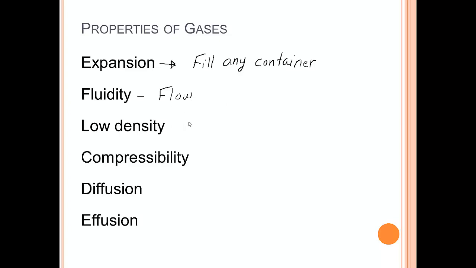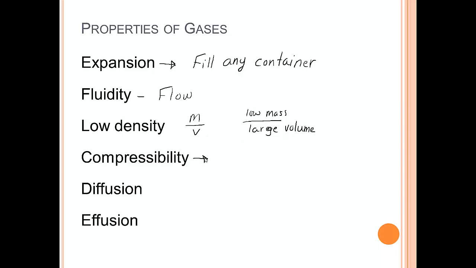Low density. Okay, density is mass over volume. So what does that mean? Gases have a low mass that cover an extremely large volume of space. A large volume of space. This is how you get a low or a small density, low mass covering that large volume.